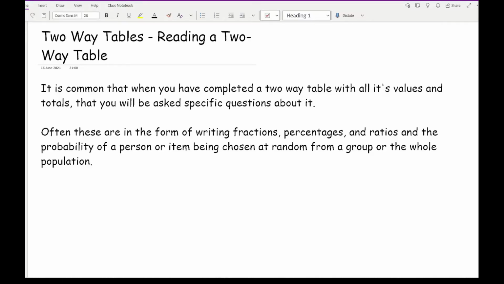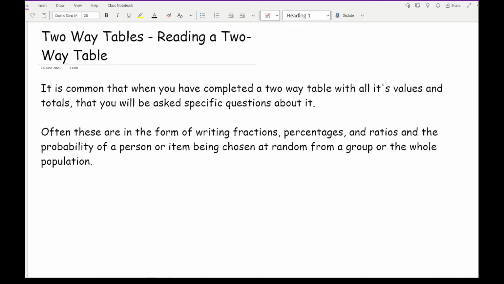Now it is common that when you have completed a two-way table with all its values and its totals that you will be asked a specific question about it. Often these are in the form of writing fractions, percentages and ratios and the probability of a person or item being selected at random from a group or the whole population. In other words, the whole population is like the grand total.